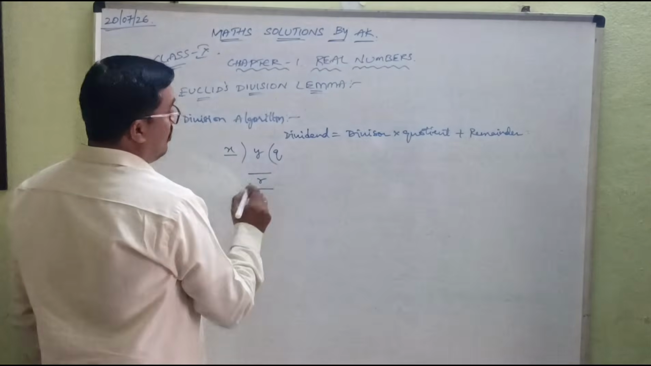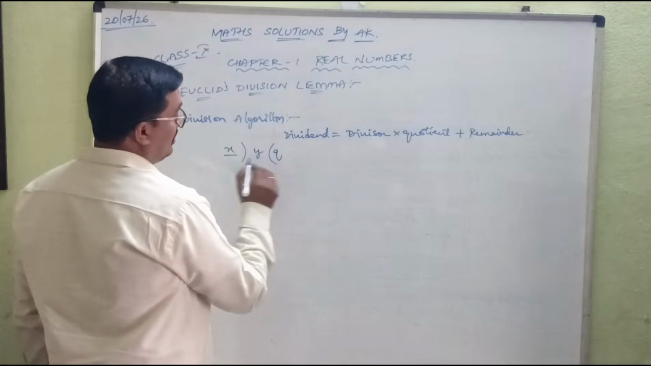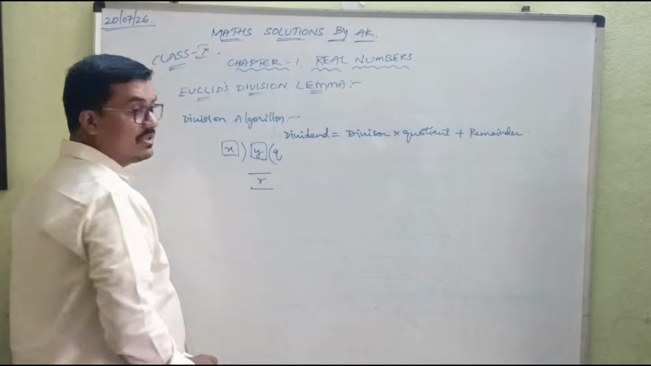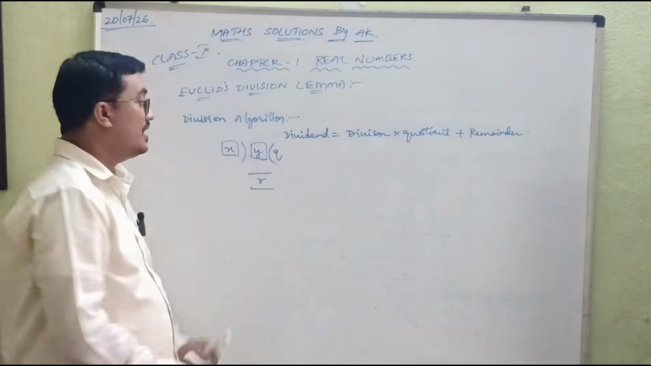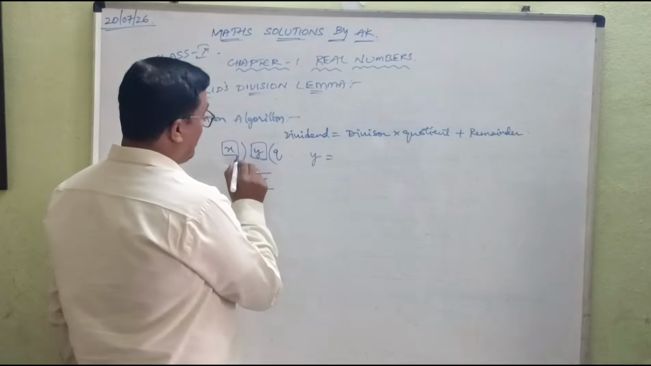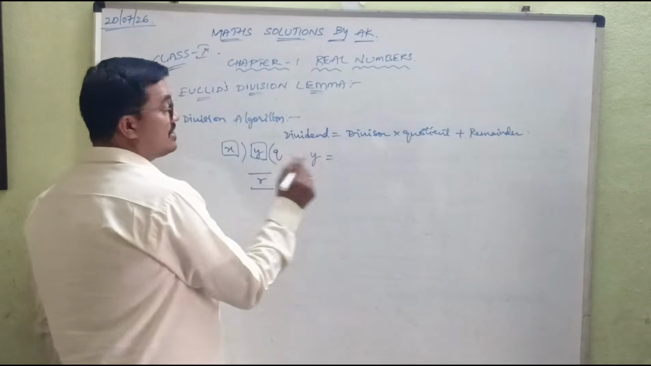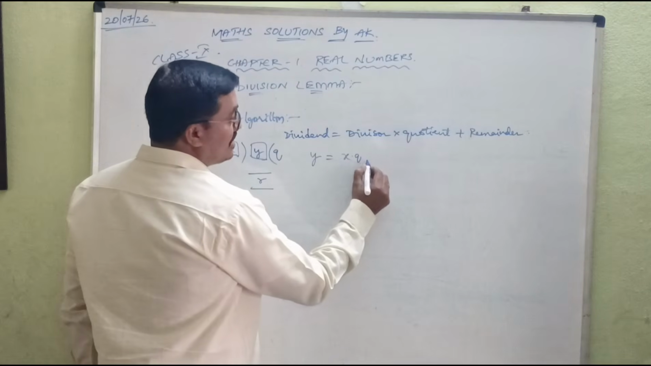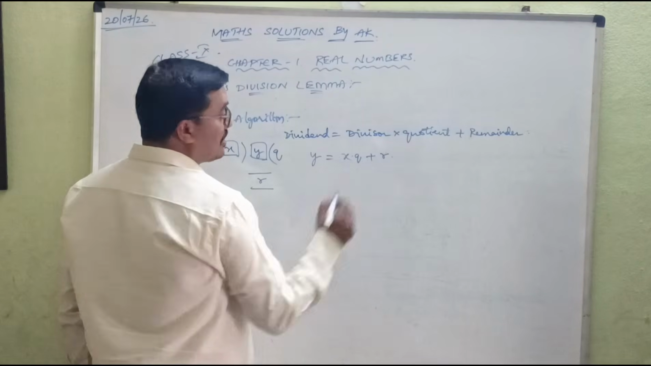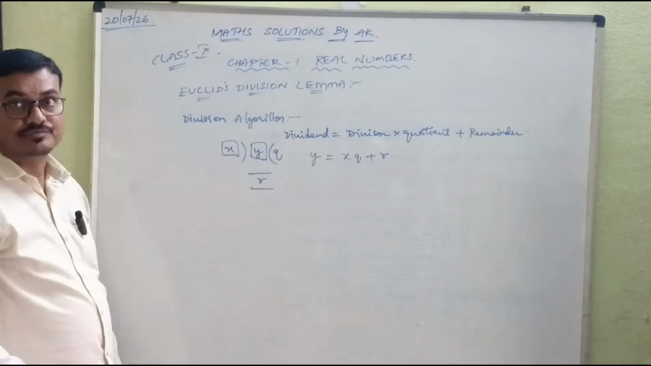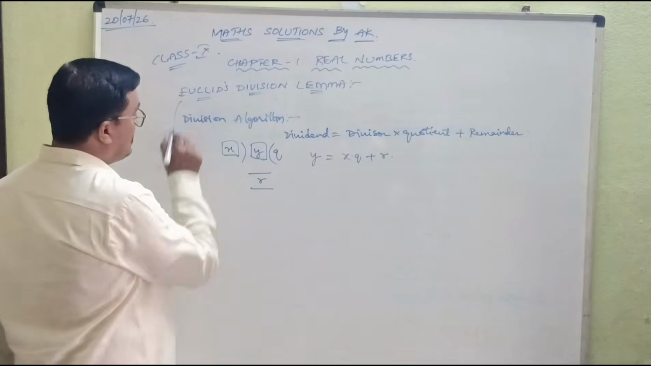That is, when you are taking two numbers x and y, with x you are dividing y. Your y is the dividend, and whatever number you are dividing with, that is x, is the divisor. The answer you get is the quotient, plus the remainder, taken as r. So the same thing Euclid's division lemma will be conveying to you.